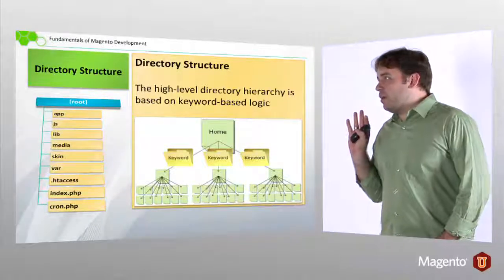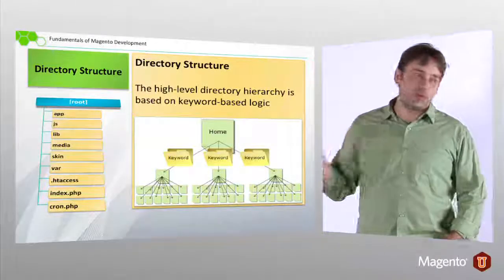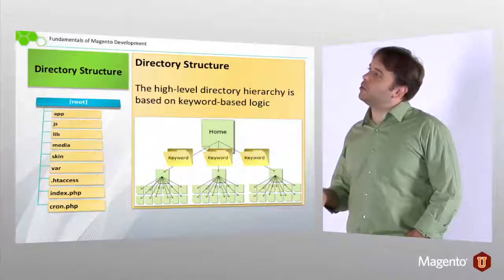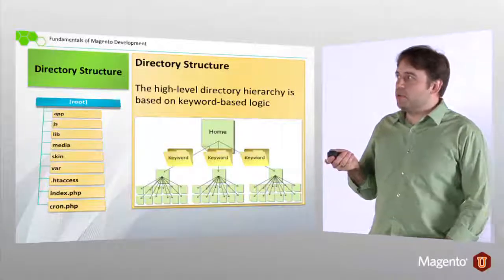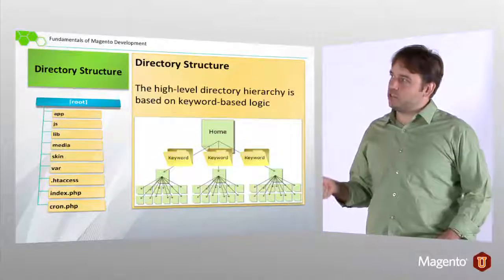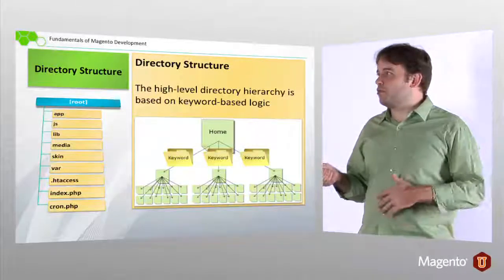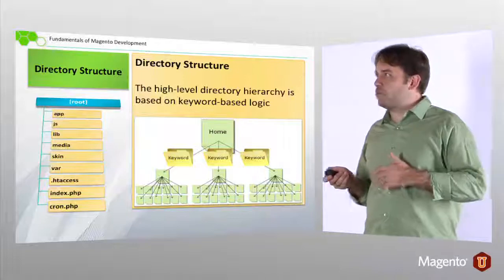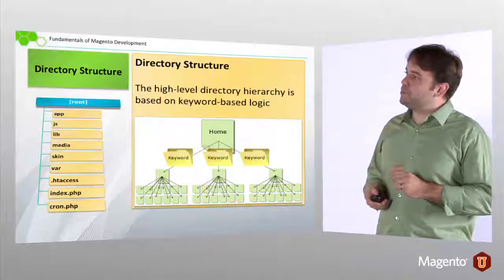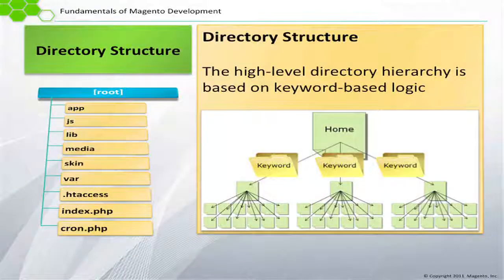So the idea, of course, is that at the highest level, you have these keywords that denote what's going on. The important thing to remember, for app, for example, those files are never accessed directly by someone's browser, whereas files under skin always are. Media is for storage, library is for different library files, and JavaScript is for your, well, we'll look at JavaScript in a second. And then, of course, you have index.php, your htaccess file if you're using Apache, and cron.php. So we'll be explaining all of these in a little more detail.